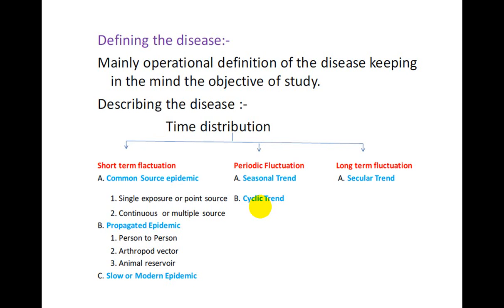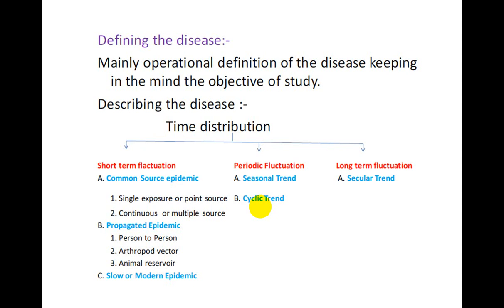Non-infectious diseases and conditions may sometimes exhibit seasonal variation. For example, sunstroke, heavy fever, snake bite. Some epidemiologists would regard seasonal trend as a form of cyclic trend.